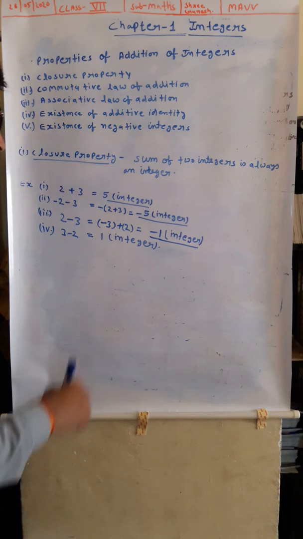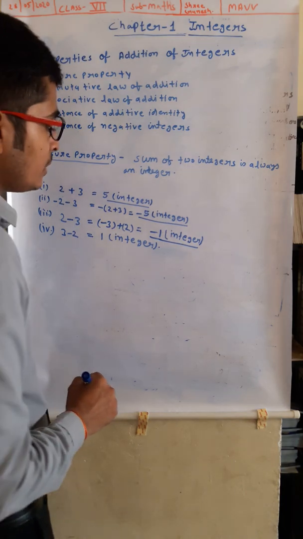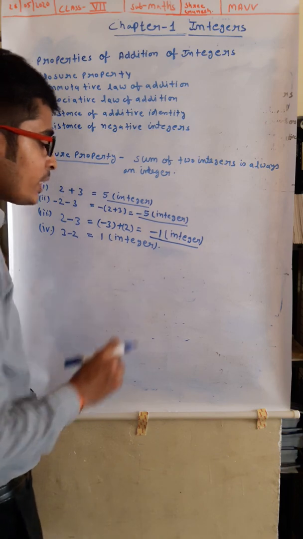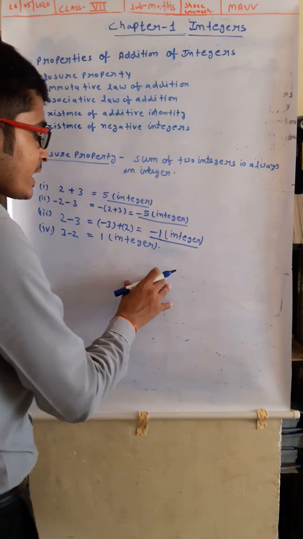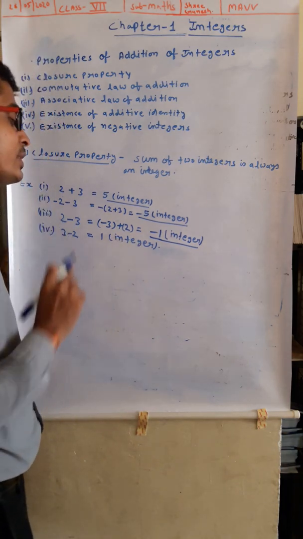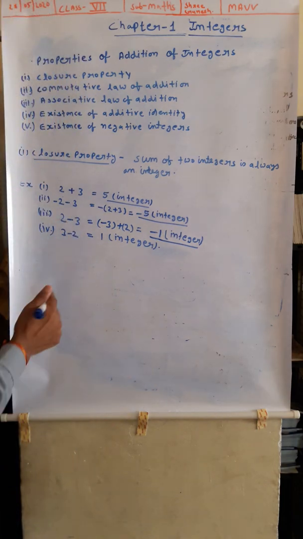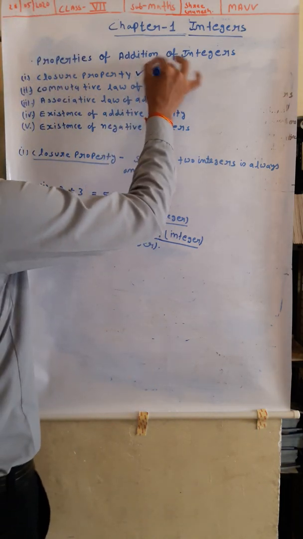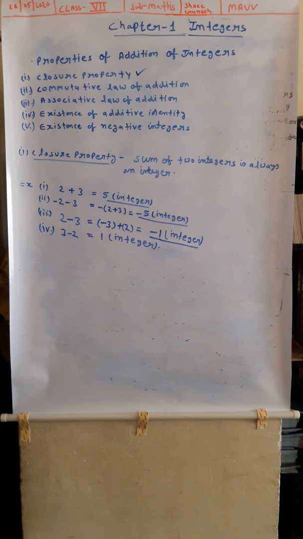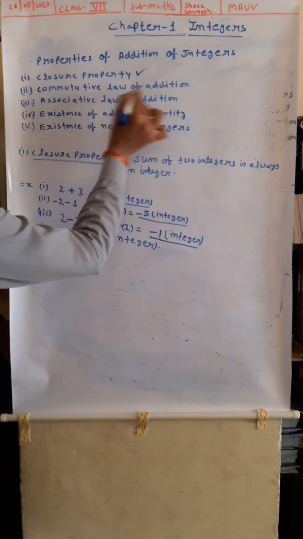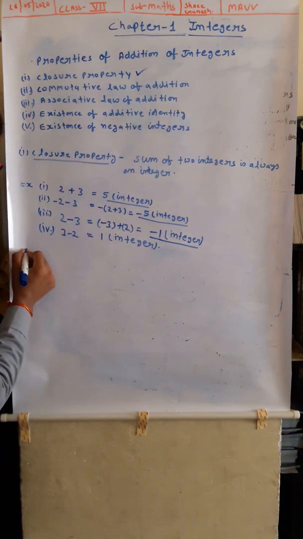As I have already explained to you in the previous video, all the natural numbers, whole numbers and the negative counting numbers are called integers. Understand? Okay, so the first property is finished. Now the second property, commutative law of addition.